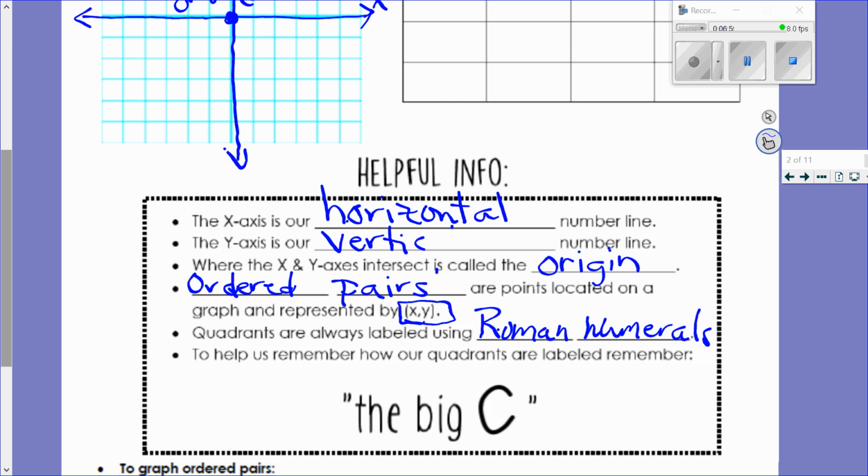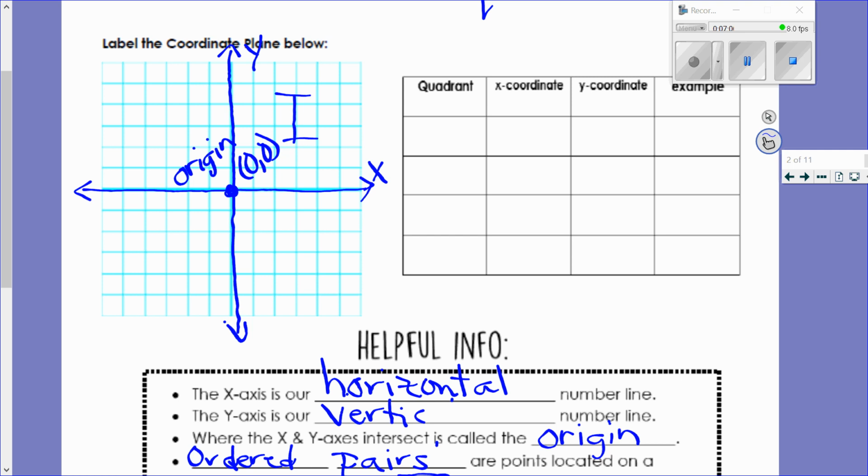Now, interestingly, to help us remember how our quadrants are labeled, we can remember our big helper, Miss Caruana, the big C. Because I'll be honest, when I talk about the quadrants, this is really the part that always used to mess me up the most as a student.